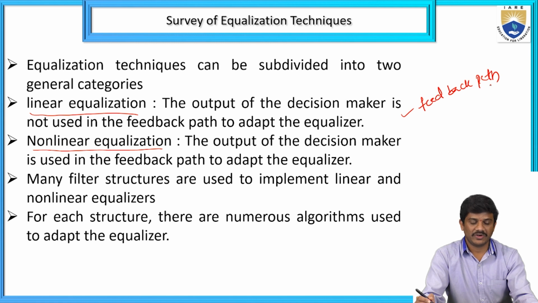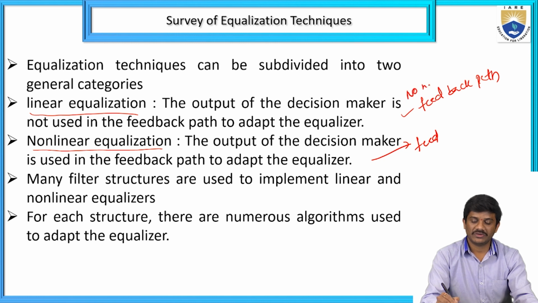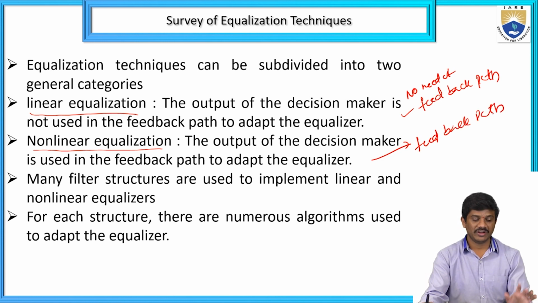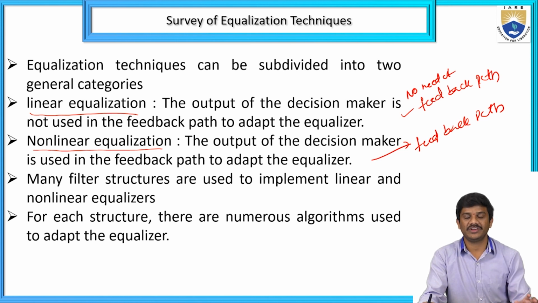Coming to non-linear equalization, we use the feedback path. In linear equalization there is no need of a feedback path, but here we need the feedback path. The output of the decision maker is used as feedback. You can see that in the next slides, and then you can understand clearly what linear equalization is and what non-linear equalization is.